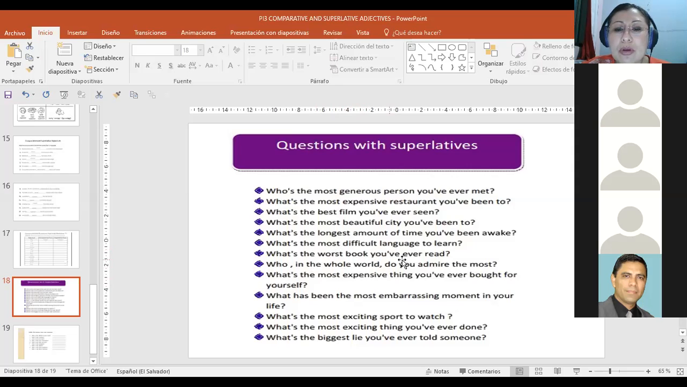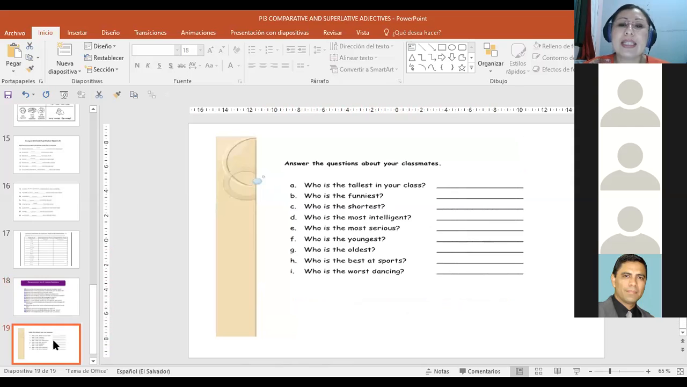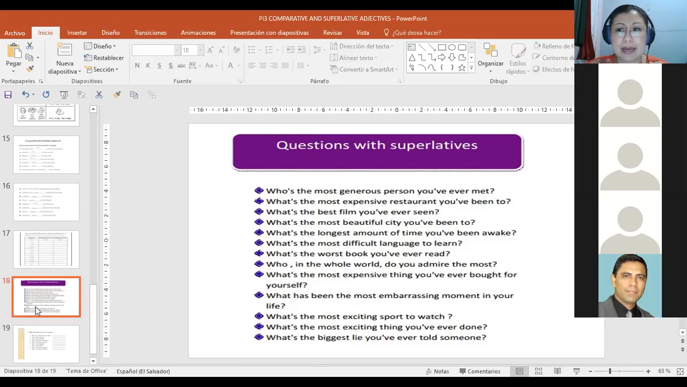What's the worst book you ever read? Who in the whole world do you admire the most? También se puede utilizar aquí al final, the most. What's the most expensive thing you ever bought for yourself? What has been the most embarrassing moment in your life? Embarrassing es penoso, ¿verdad? Vergonzoso. What's the most exciting sport to watch? And so on. So I'll send you this. Le voy a enviar esta presentación para que les quede el material y que vean cómo se aplica a la hora de hacer preguntas utilizando superlativos también.